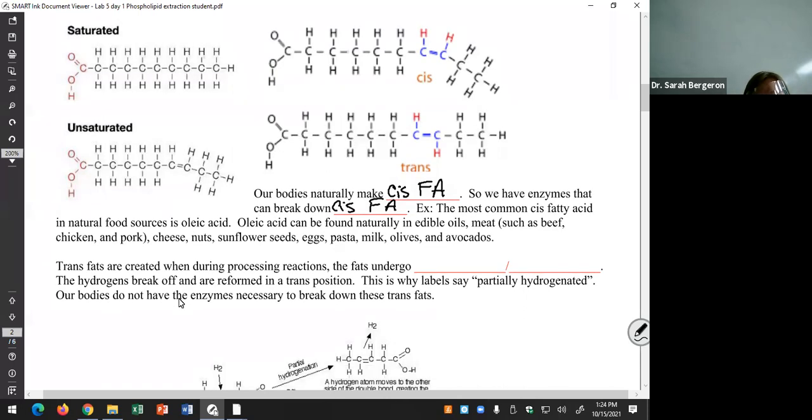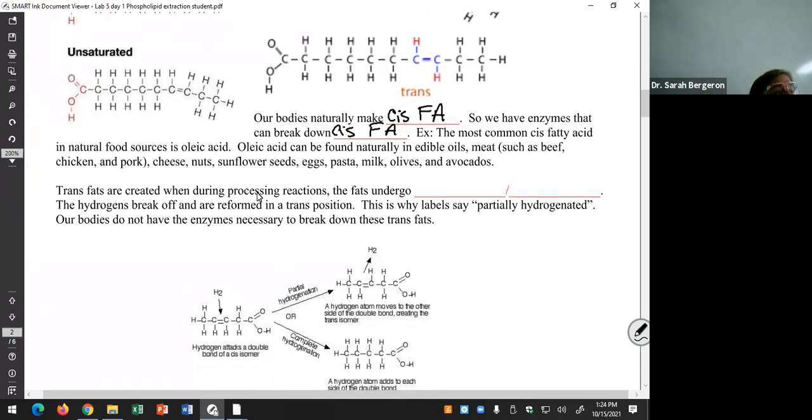The trans fats, on the other hand, are created in the processing of the foods, right? So in food processing, the fats undergo hydrogenation and dehydrogenation rounds. So when you do this, dehydrogenation, hydrogenation, what are you doing? You're taking hydrogens off and you're putting hydrogens back on, right?